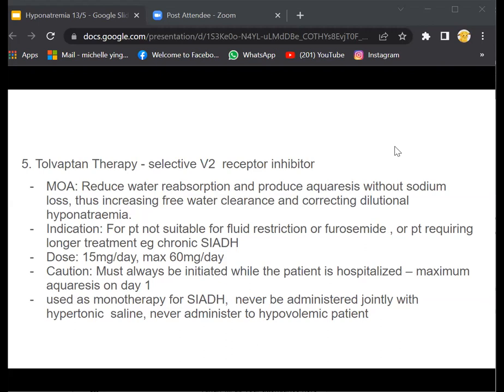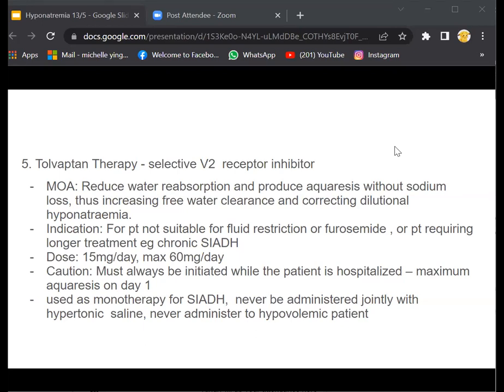So it will reduce water reabsorption and produce aquaresis without sodium loss, thus increasing the free water clearance and correcting the dilutional hyponatremia. The main indication is for patients not suitable for fluid restriction or furosemide, or patients requiring longer treatment, for example in chronic SIADH. The dosage is 15 mg per day, and it can be titrated up to a maximum of 60 mg per day.